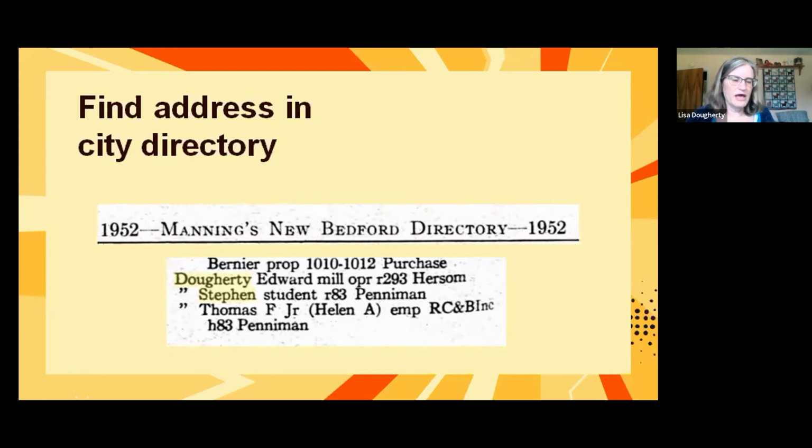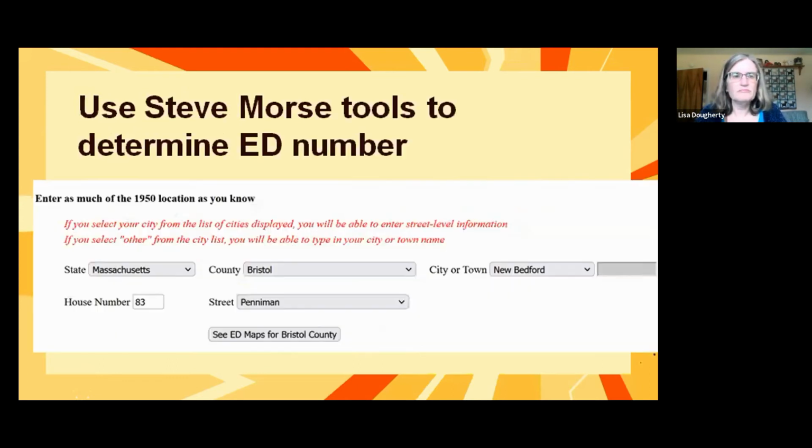So we're going to look here and we see there's Stephen Doherty, student, residing at 83 Penniman Street. And just below him is his father, Thomas F. Jr., and his mother, Helen. And they're also residing at 83 Penniman Street. Okay, great. We got an address. We know that they're all there. This should be fairly straightforward. Hopefully we'll be able to find them.